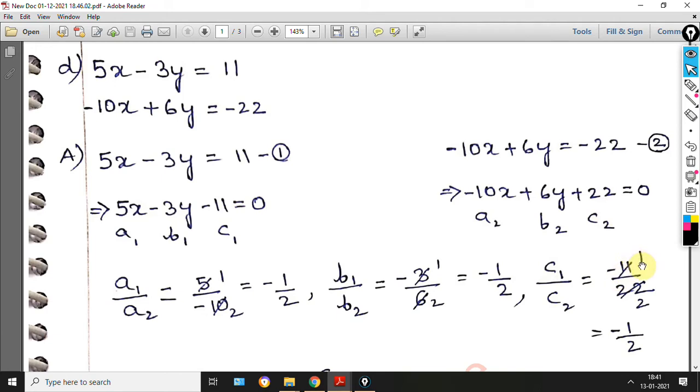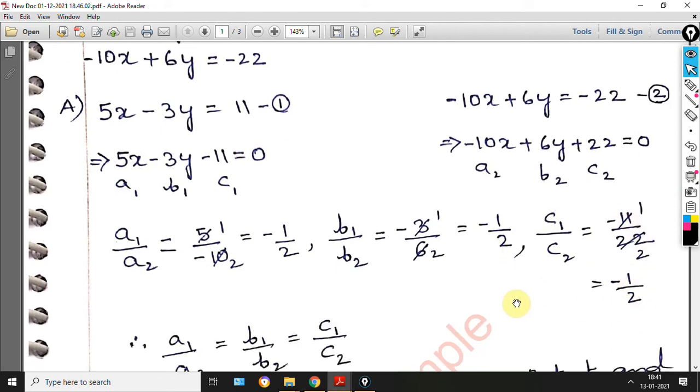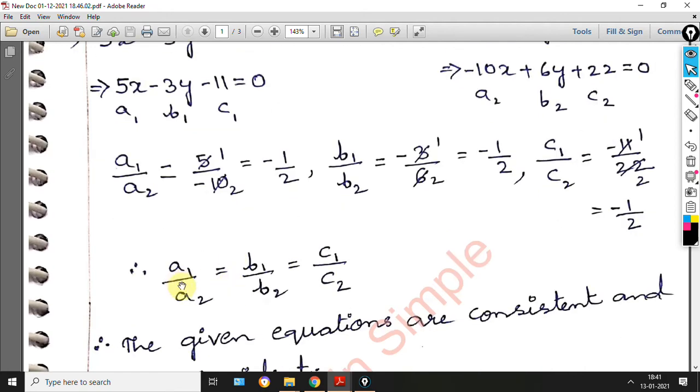Next, 11 ones are 11, 11 twos are 22, so we will get minus 1 by 2. So what are we getting? We are getting a1 by a2 is also minus 1 by 2, b1 by b2 is equal to minus 1 by 2, and c1 by c2 is also equal to minus 1 by 2. So we are getting the same value here also, same here also. Therefore, a1 by a2 equals b1 by b2 equals c1 by c2.